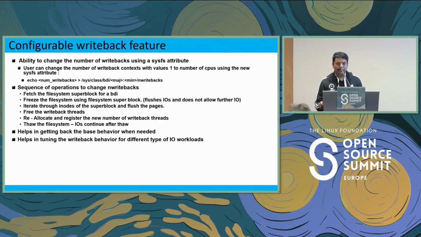Now we iterate through the inodes and flush the pages belonging to the various inodes, and then we free the writeback threads. That means the BDI writeback context and the BDI writeback itself, and then we reallocate and register the new writeback threads. After we do that, we unfreeze the file system, and IOs continue after the unfreeze.